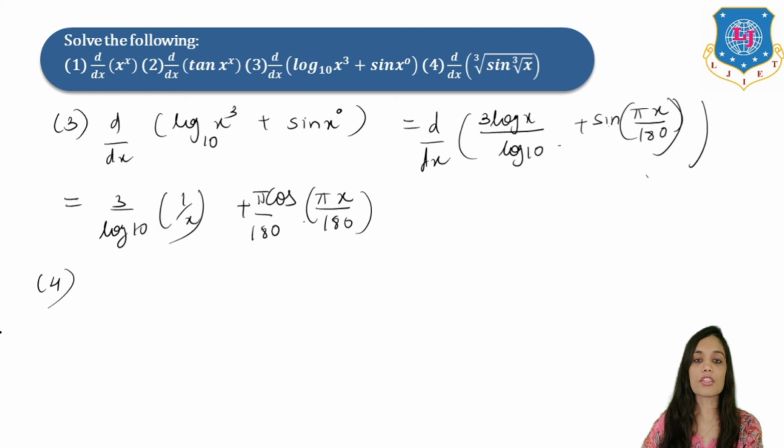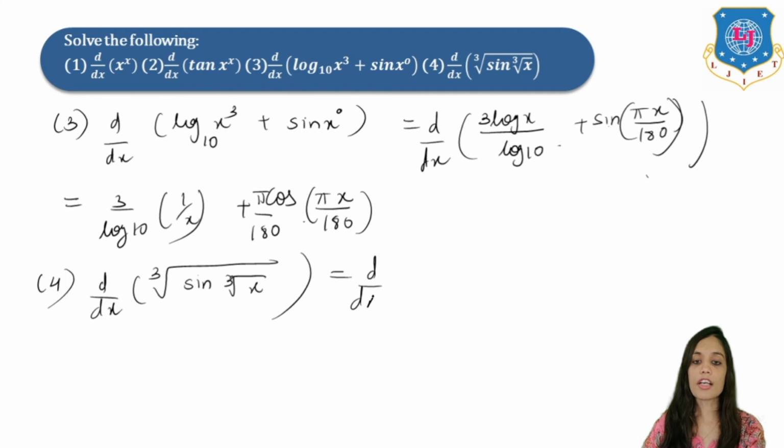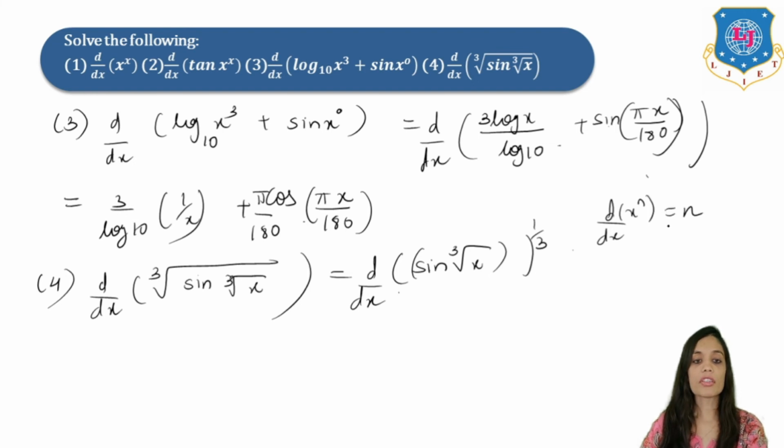And lastly, let us move on to the fourth sum. So it is derivative of cube root of sine root of x. Do this sum very carefully. First, I will write this example as d by dx of sine cube root of x, right? Whole raised to 1 upon 3. Now, first you have to apply this formula, that is d by dx of x raised to n, the power here x raised to n minus 1.